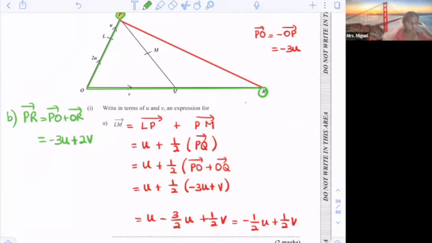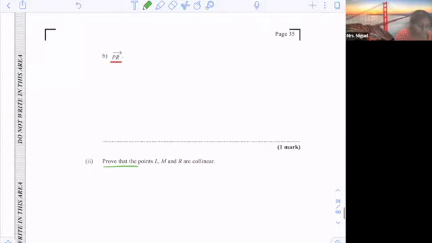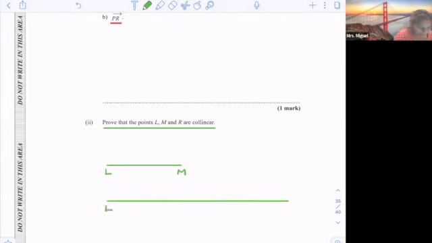You have that? Yes, miss. All right. So the next part, prove that the points are collinear. To prove collinearity, we need to find the following vectors. We have the vector LM, and we need to find the vector LR. To prove collinearity, you show two things. You show that they have a common point, in this case the common point will be M, and that one vector is a scalar multiple of the other.